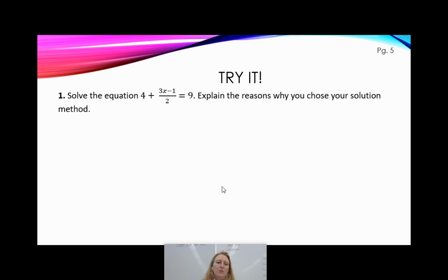So now that we've played with this a little bit, I would like you to solve the equation 4 plus (3x minus 1) over 2 equals 9. And maybe even give a little explanation of the reasons why you chose your solution method. Why'd you go that way? Again, there's more than one way of doing this, so do the way that you're most comfortable with. Go ahead, hit pause, work this out, and then hit play when you're ready to check your work.